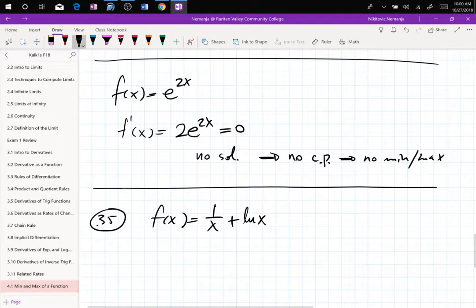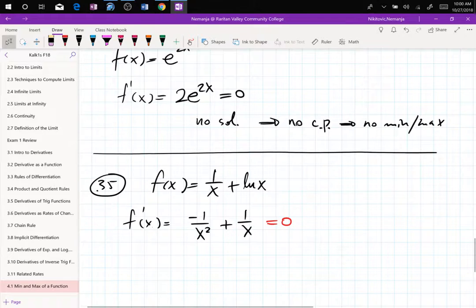Let's take a look at this one together. And then we have one more thing to cover, and that's it for this lecture. So we always take the derivative, so we can set it equal to 0. We have negative 1 over x squared plus 1 over x, and then we set this, I'll put it in red, equal to 0.